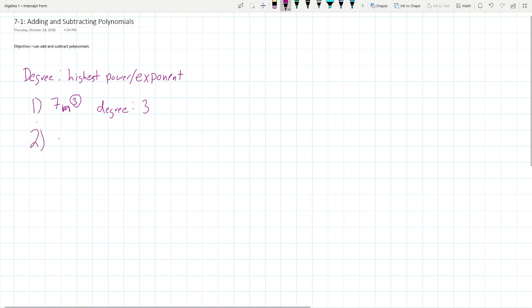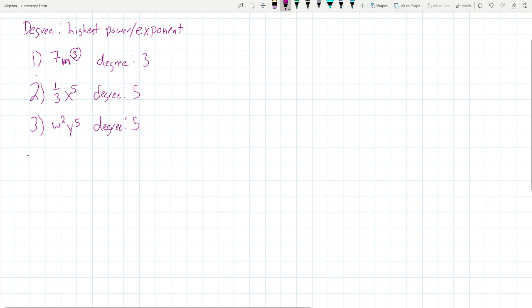Number 2, we go 1 over 3x to the fifth. This degree is 5. Number 3, we have w squared y to the fifth. This degree is also 5, because we're looking at that highest power on that.